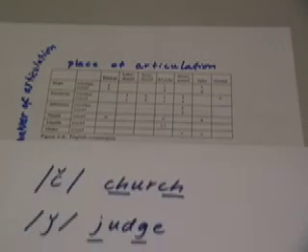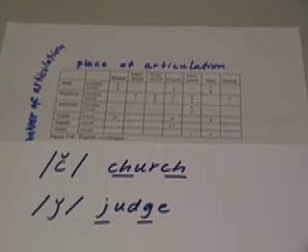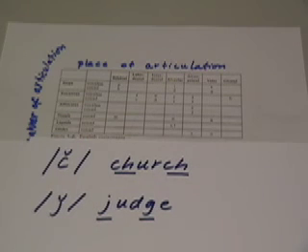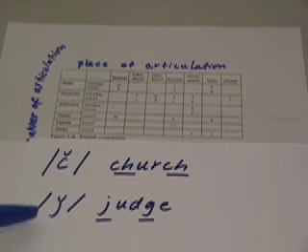Okay, going down the chart, we have our alveolar palatal affricates, which are ch and j. Okay, so the voiceless alveolar palatal affricate is the sound ch, as in the word church. Actually, the word church has two of these sounds, church. And then the voiced alveolar palatal affricate is the sound j, as in judge. Again, actually, judge has two of these sounds, j, j.